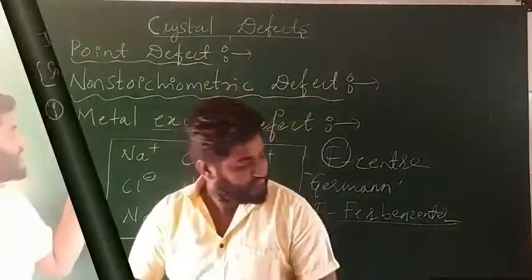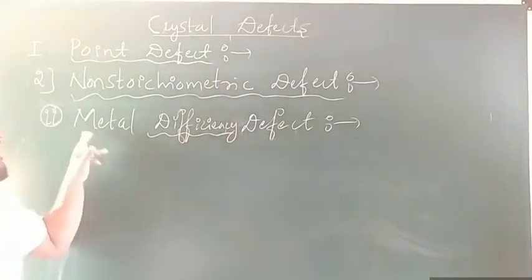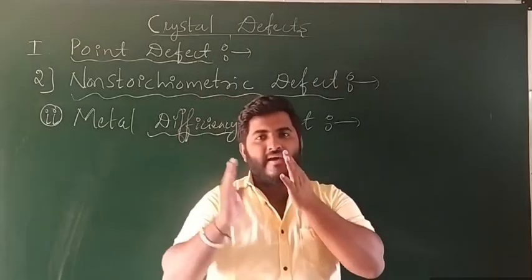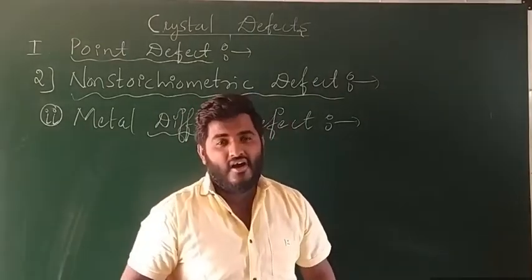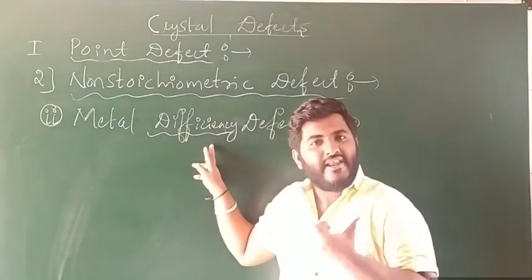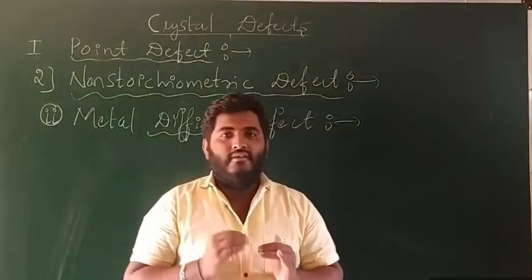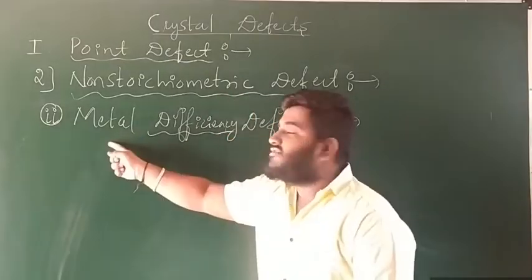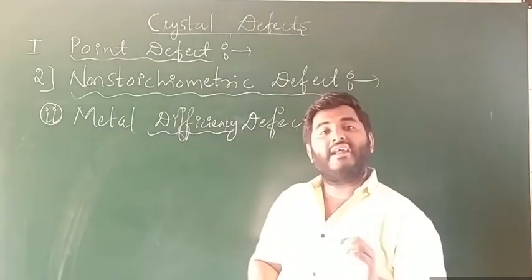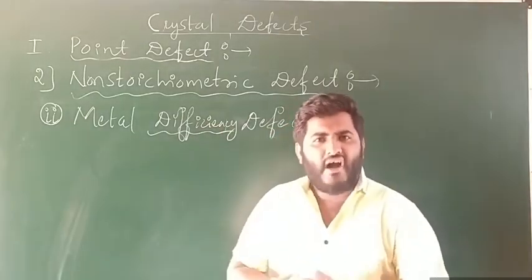Okay, let us start. See guys, this is the second classification of non-stoichiometric defect, that is metal deficiency defect. In the previous one, we discussed metal excess defect. Excess means extra. An extra metal atom is present there. But here, metal deficiency. What is the dictionary meaning of deficiency, guys? Deficiency means less. Then some of the metal atoms are less in the crystal. Due to that, we get a deviation from regular arrangement, which is called a metal deficiency defect.